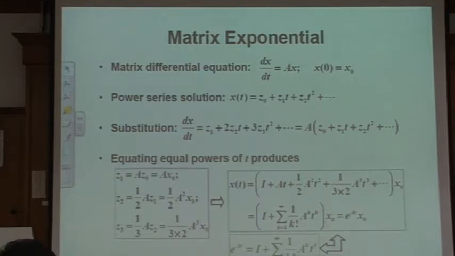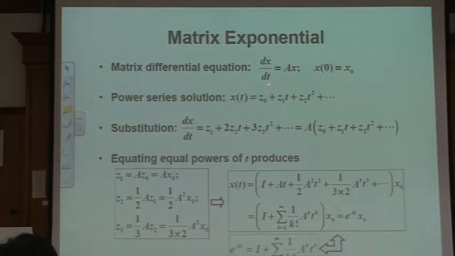Okay. So the matrix exponential comes from the following problem. If we have a vector differential equation, x dot equal to A times x, and we have an initial condition here, how can we solve for x based on this matrix differential equation?